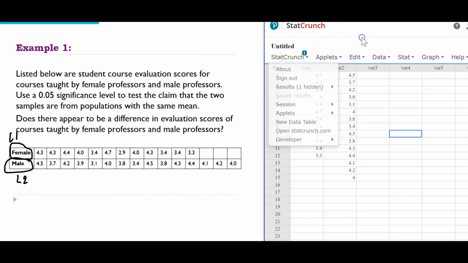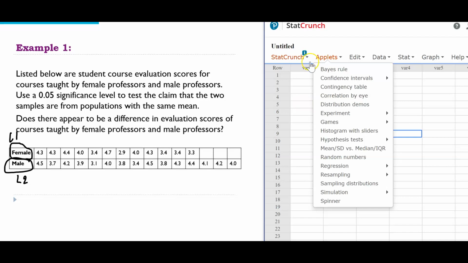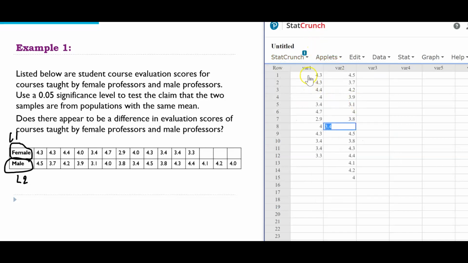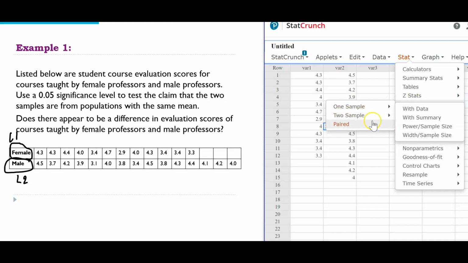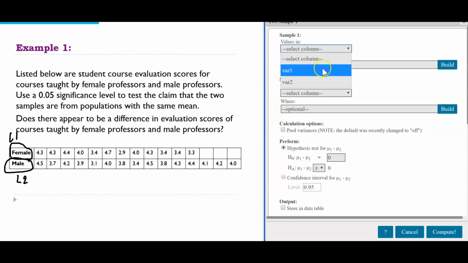Log into your StatCrunch and enter the values of the first population in var1. The second population would be in var2. Once you enter the values, go to Stat, T Stats, because we're using the t-distribution, then Two Sample, With Data. Select column var1 for the first population, select column var2 for the second population, go to hypothesis test, click on hypothesis test.